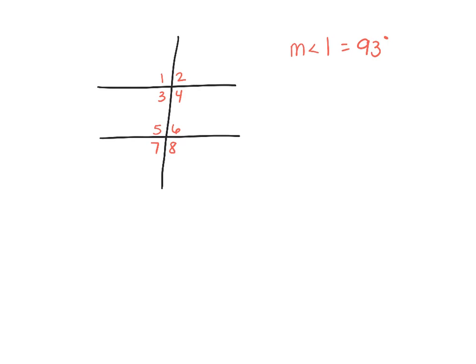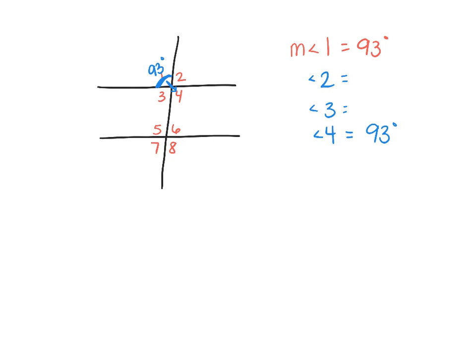Okay, so angle 1 is right here. So I know this angle is 93 degrees. Okay, well, if I go through using what I just went over, I know right off the bat the angle right across from it is going to be the same. So angle 4 is also going to be 93 degrees.